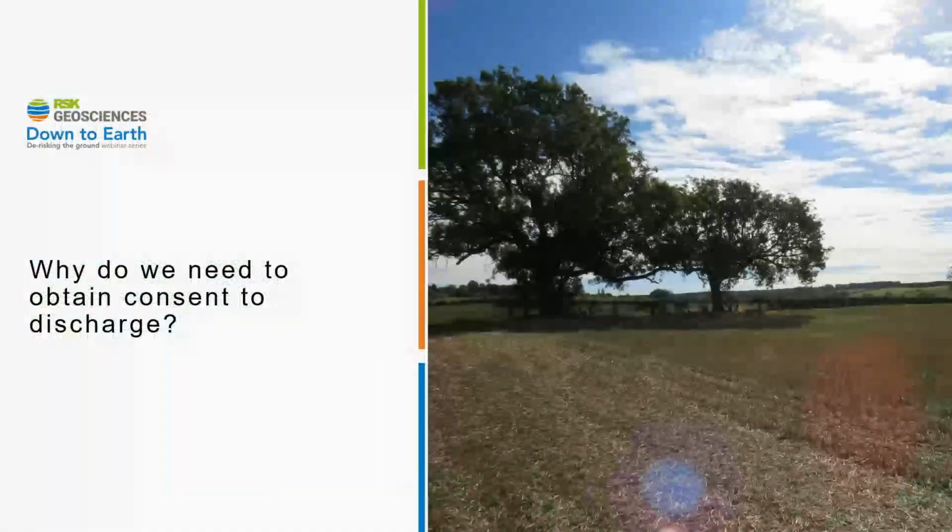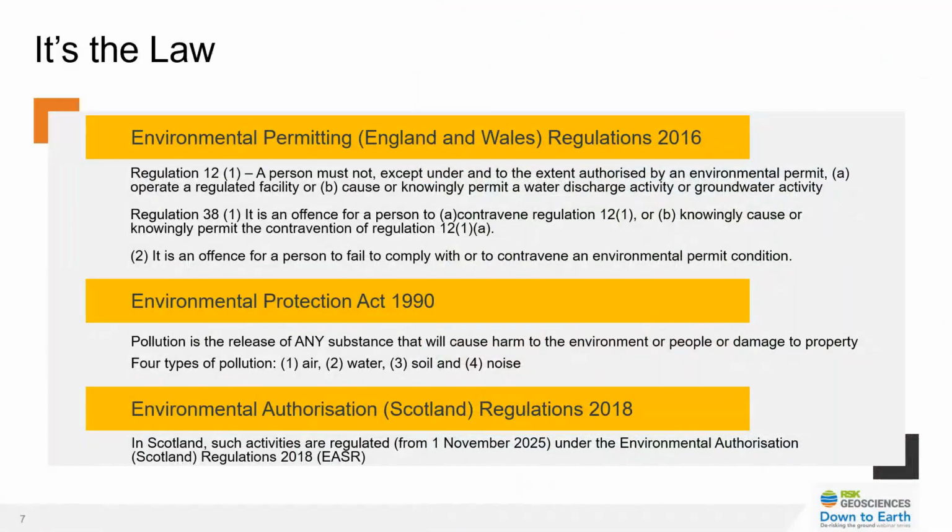So the first key question, why do we need to obtain the consent to discharge our construction surface water? Well, probably most importantly, it's the law to obtain consent to discharge construction surface water. And ultimately, there are some key regulations and acts that have been put in place to prevent any detrimental impact to the surrounding environment caused by water discharge activities.